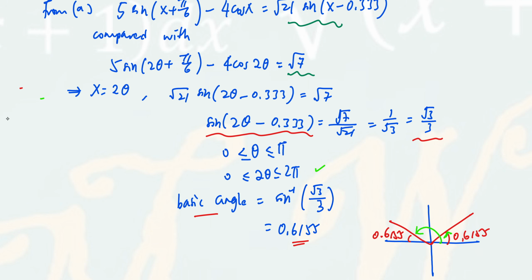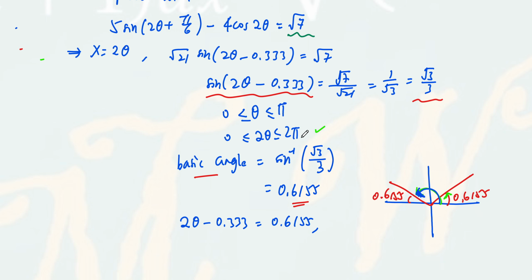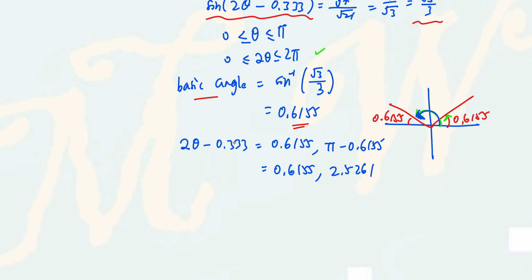So we have two angles here. The smaller one, just rewrite. That means now I'm solving 2 theta minus 0.333 equals 0.6155, and the other one, the blue line, the blue angle, the bigger one, is pi minus that value. Okay, then here you will be getting 0.6155 and 2.5261.